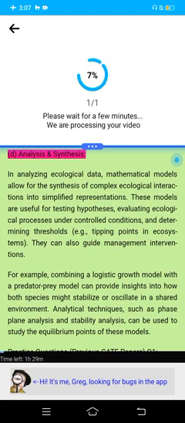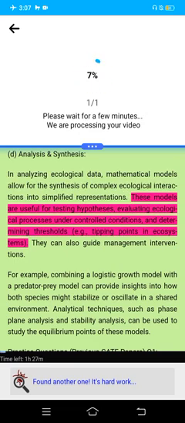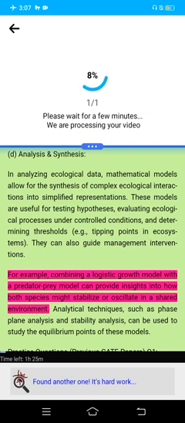D. Analysis and synthesis. In analyzing ecological data, mathematical models allow for the synthesis of complex ecological interactions into simplified representations. They are useful for testing hypotheses, evaluating ecological processes under controlled conditions, and determining thresholds, e.g., tipping points in ecosystems. They can also guide management interventions.